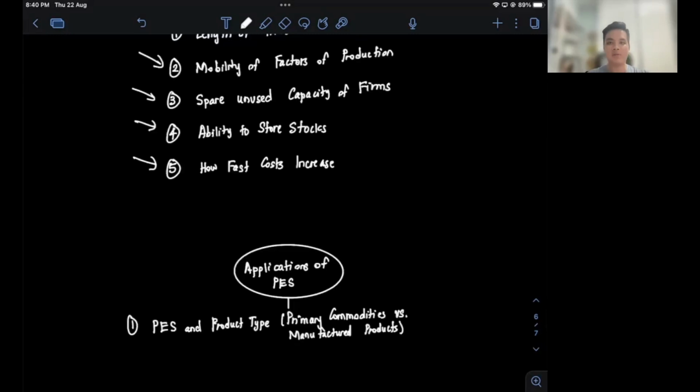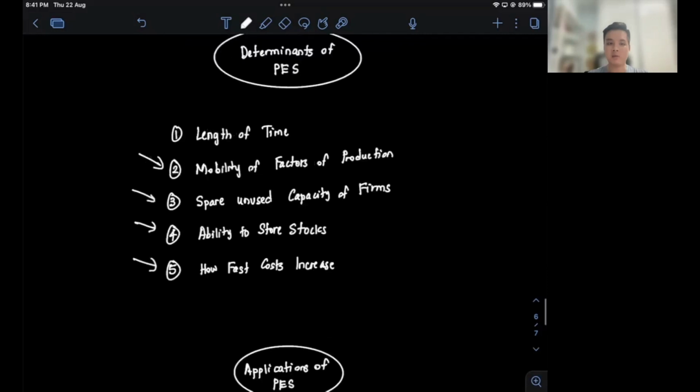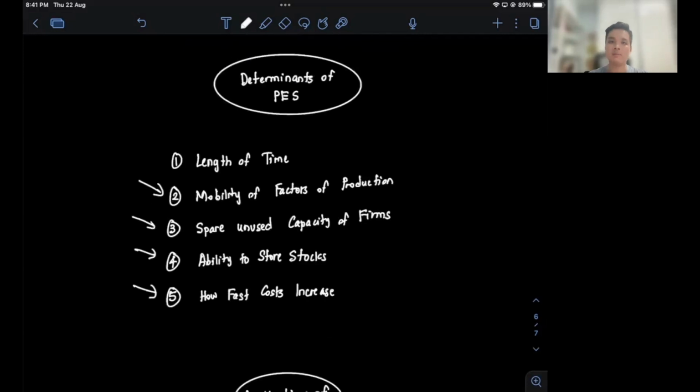So in terms of applications of PES, know that the PES of primary commodities are quite different from the PES of manufactured products. Primary commodities usually have quite a low PES and have therefore inelastic supply, while manufactured commodities usually have a higher PES. Why? Because of the time taken to respond to changes in price, which affects things like the cost, as we have covered in the earlier part of this video.